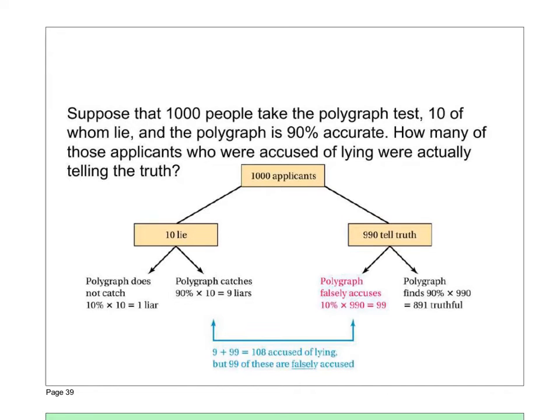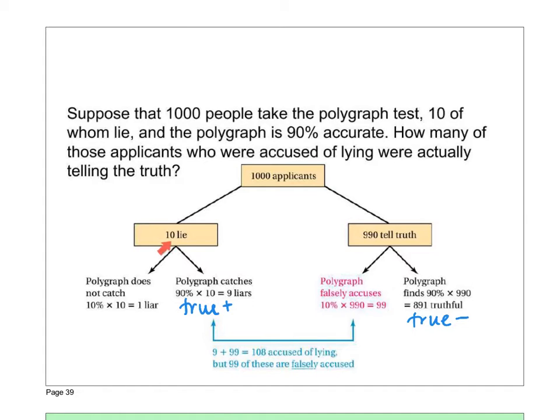Going back to the original PowerPoint with 1,000 applicants where 10 lie, 90% accuracy means you catch 9 liars. Likewise, of the 990 who tell the truth, 90% of them, we have 891 truthful. This gives us our true positive, they lied and it caught them, and our true negatives, they told the truth, and it said they told the truth. They were not lying. Where it gets a little icky is these other two parts.